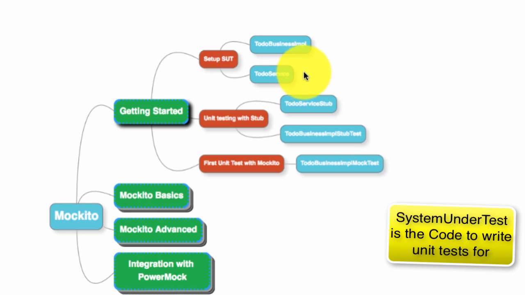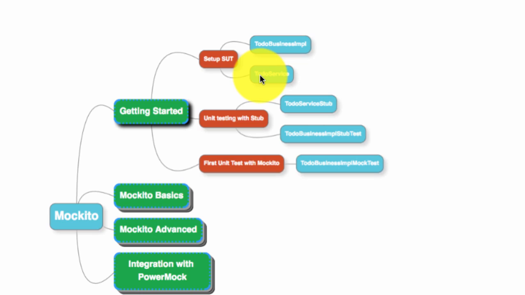The example that we would be using is a to-do service. This is basically an interface. You can kind of think of it as integrating with some external web service or over MQ or some external system and getting us a list of to-dos. And what we would want to be able to do is to provide business logic around it. So what we'll do is we'll create a ToDoBusinessImpl which will use the to-do service.